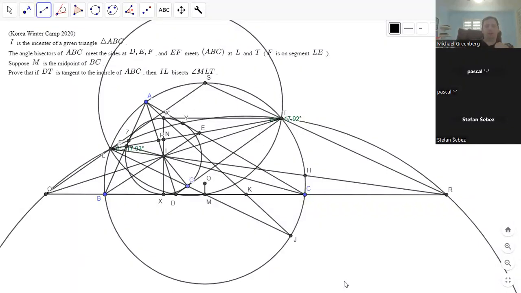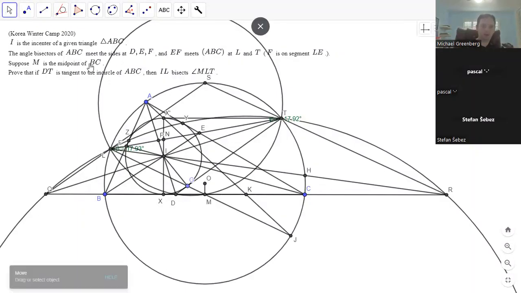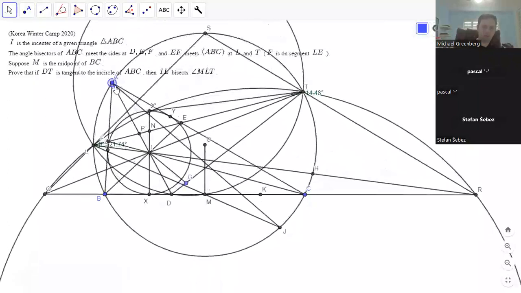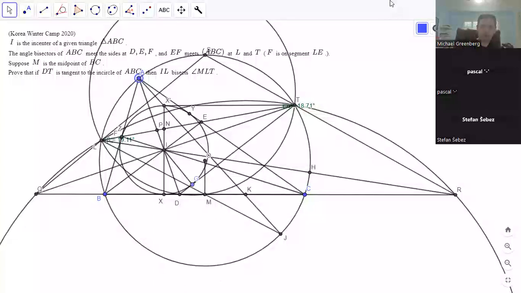Interesting. So EF meets the circle at T and L, and then you let TI and LI intersect it at Q and R, and you want to show that that's cyclic. So if they intersected on the circle, at S, do you know if S is always the midpoint, regardless of the tangency condition? Looks like it. Yeah, looks like it.